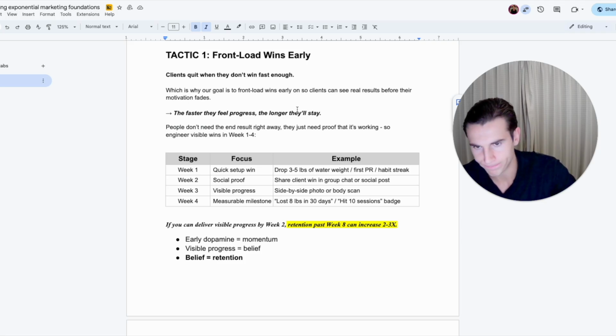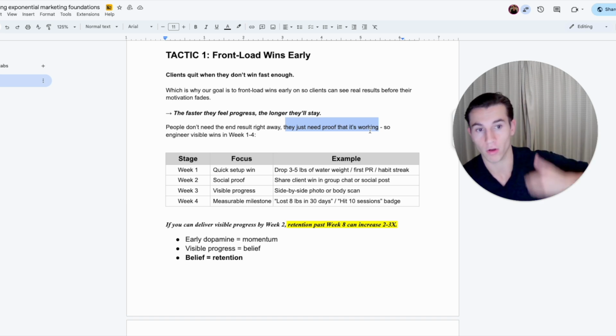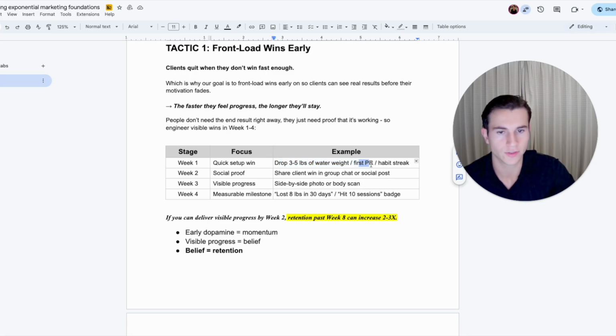And this is the thing: people don't need the end result right away. They just need proof that it's working, that they're going in the right direction. And that can be 1% or 0.1%. As long as it's somewhat on pace to achieving that, they will get some sort of dopamine. And that's what we're chasing, the dopamine, to keep them hooked with our process. For example, week 1, quick setup win: drop 3 to 5 pounds of water weight, first personal record, some sort of habit streak.